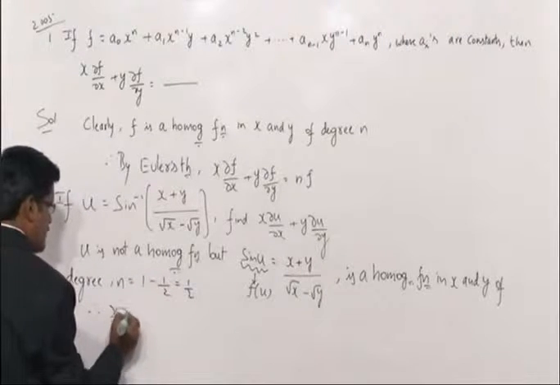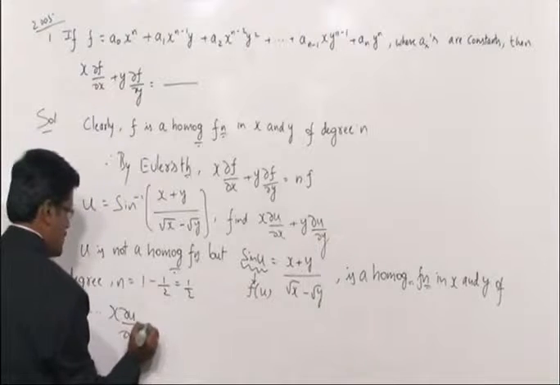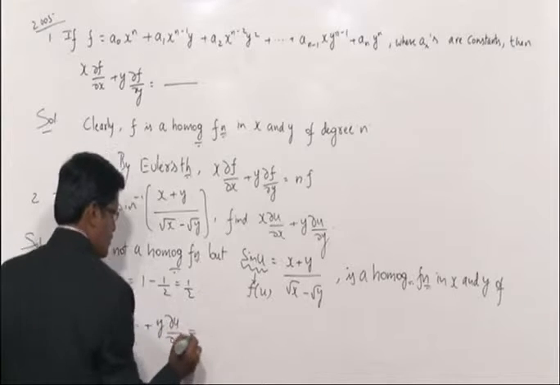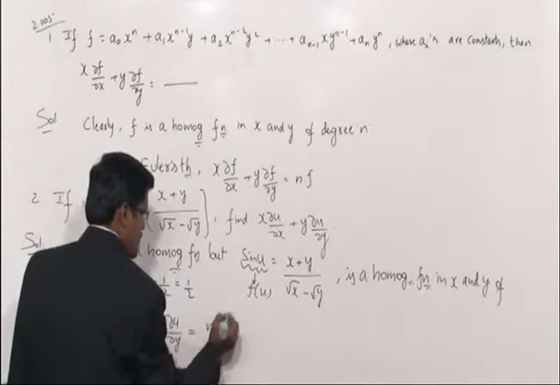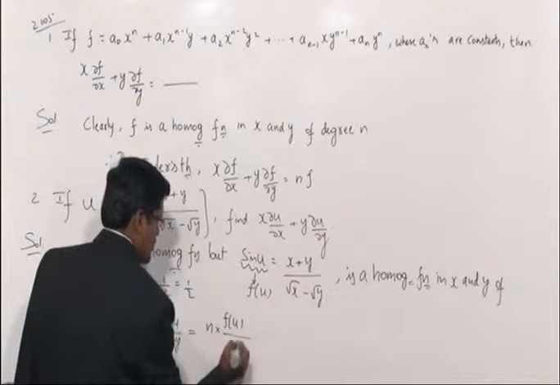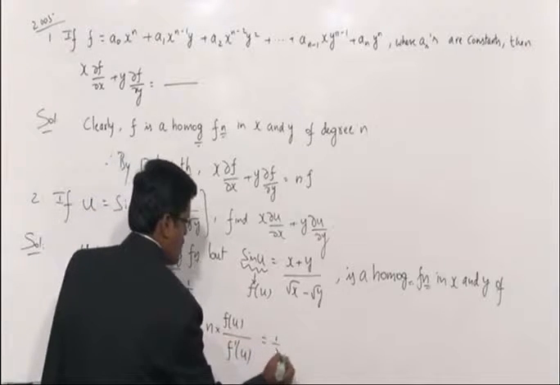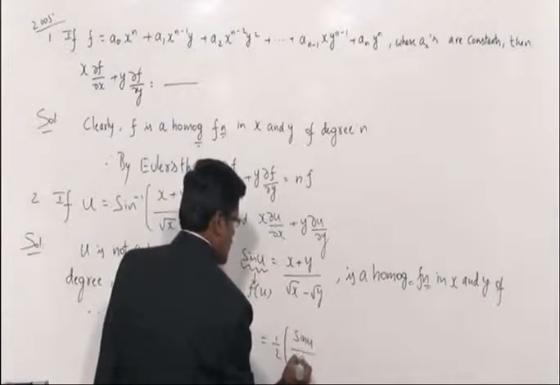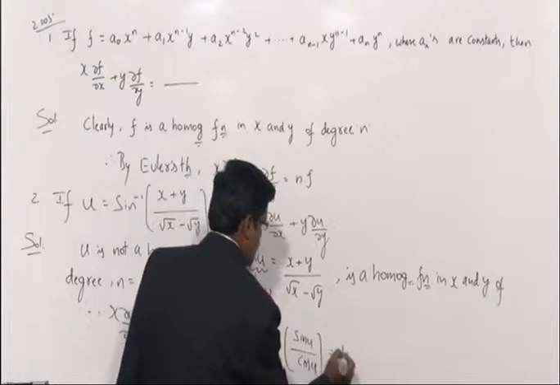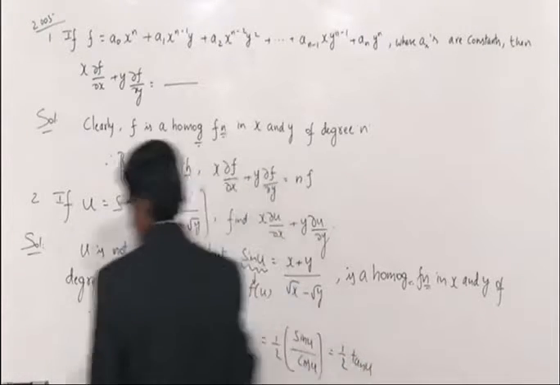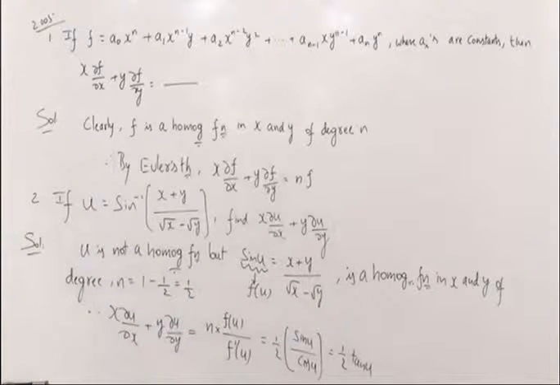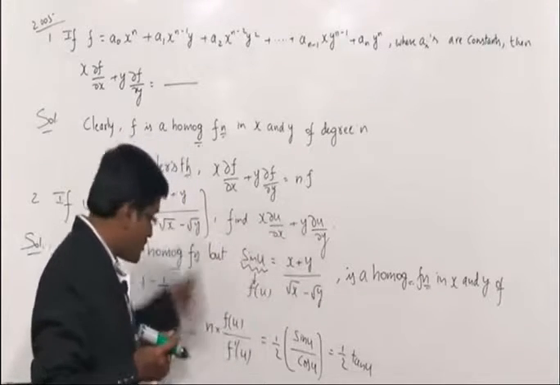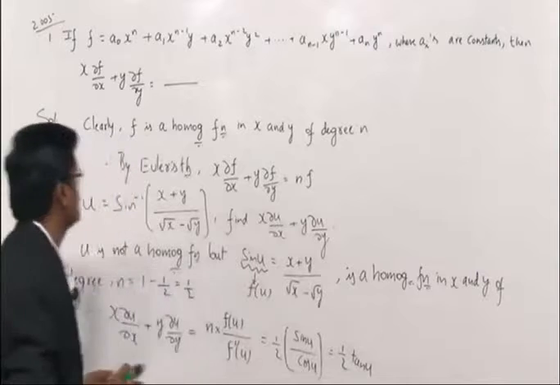Therefore x del u by del x plus y del u by del y is equal to n into f of u divided by f dash u. That means, what is n? Half. Half times f of u, which is sin u, divided by the derivative of sin u, that means cos u. So this simplifies to half tan u. But if you calculate by originally finding the partial derivatives and then pre-multiplying by x and y and adding, it takes a lot of time to get this answer, half tan u.